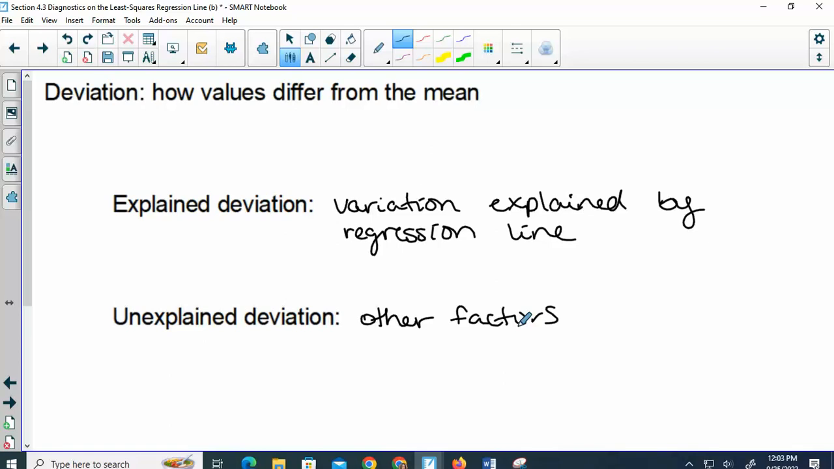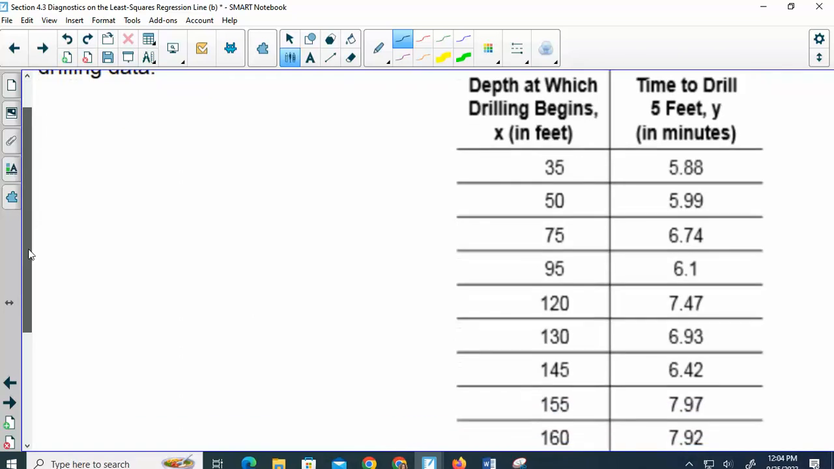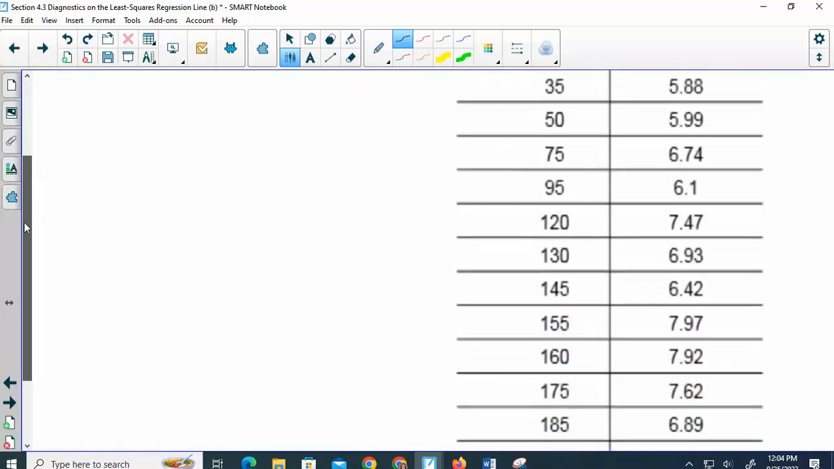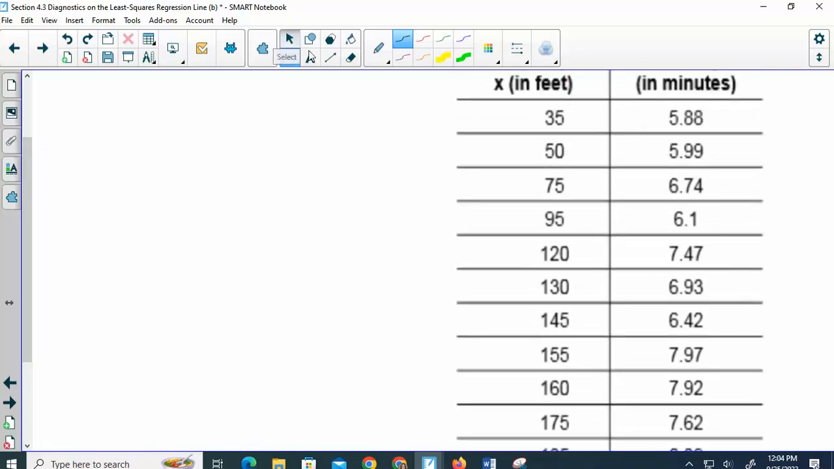So, let's practice with R squared and writing a sentence to explain it. Your formula sheet also tells you exactly what R squared measures: the proportion of total variation in the response that's explained by the regression line. An example we've been using throughout this chapter was our oil rock drilling example. Let's find R squared for this data. We go back and put that in our calculator.